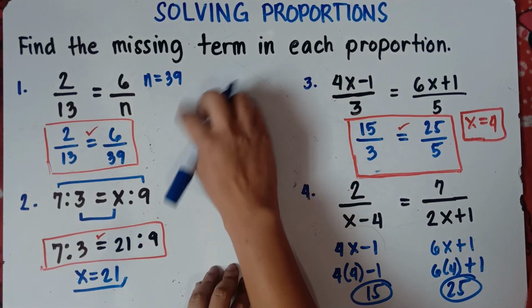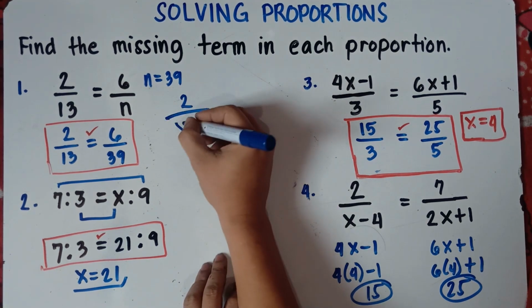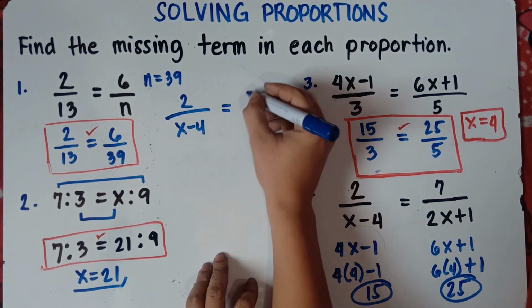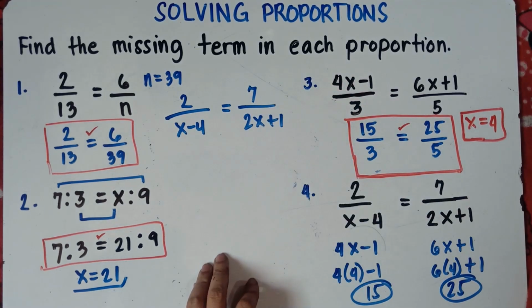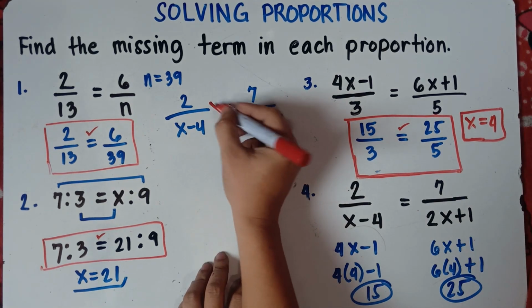Alright, let's try number 4. 2 over x minus 4 equals 7 over 2x plus 1. Once again, we do cross multiplication. Multiply this up.